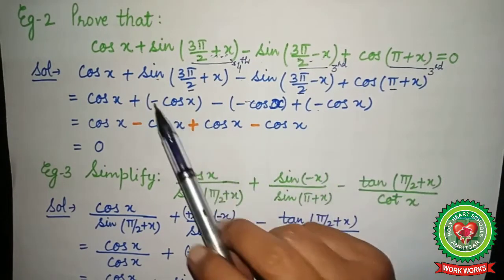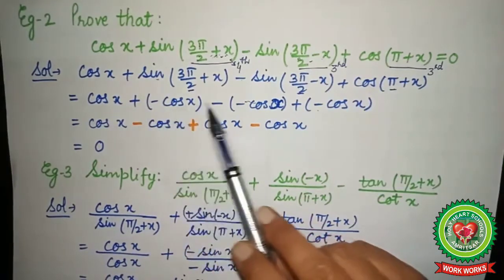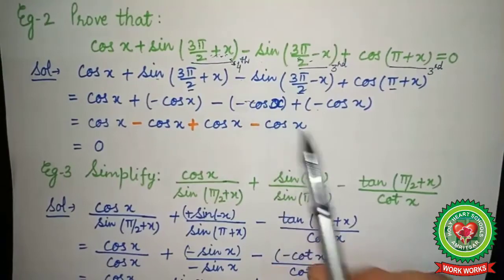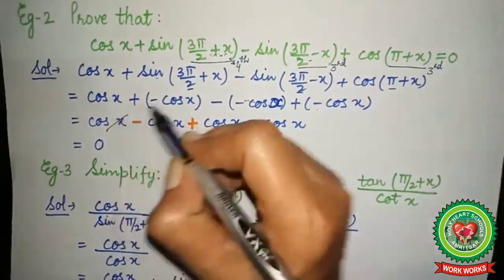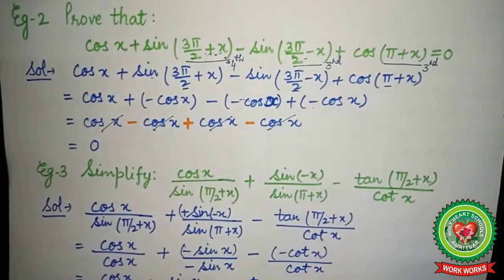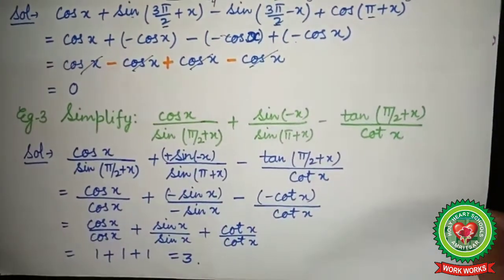Now when you simplify, here plus minus minus, here minus minus plus, and here plus minus minus. Now you can see that this cos x cancels with minus cos x, plus cos x cancels with minus cos x. So the answer is 0. Hence proved. Let's take one more example.